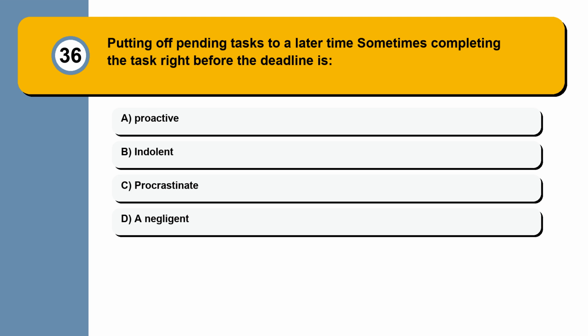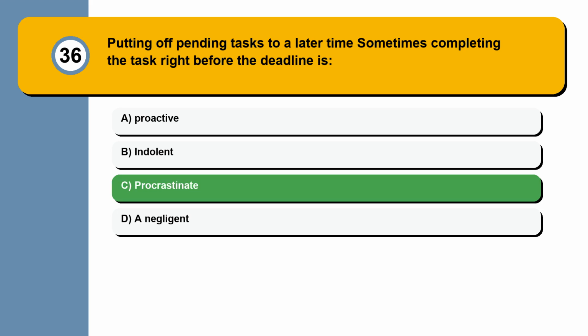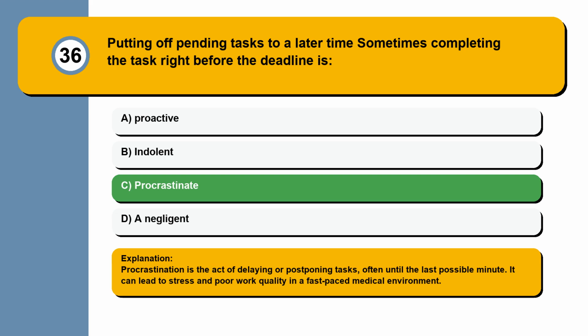Question 36. Putting off pending tasks to a later time, sometimes completing the task right before the deadline, is. Here are your options. Option A, proactive. Option B, indolent. Option C, procrastinate. Option D, negligent. The correct answer is option C, procrastinate. Explanation. Procrastination is the act of delaying or postponing tasks, often until the last possible minute.